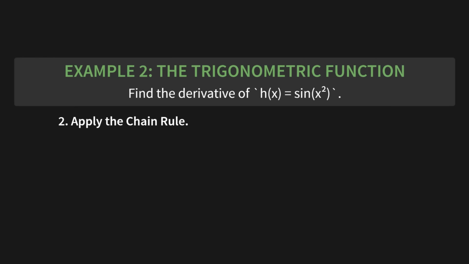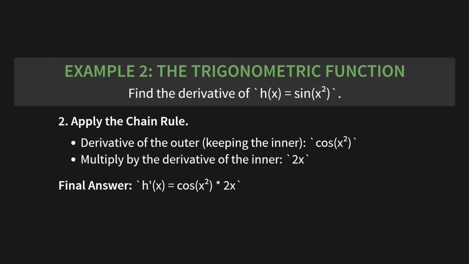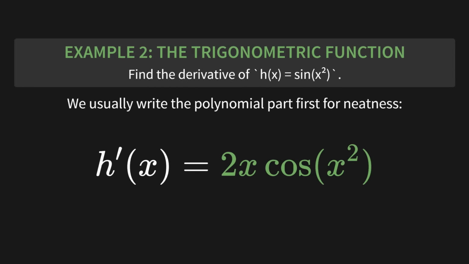Alright, step 2. Let's apply the chain rule. Derivative of the outer, keeping the inner, is cosine of x squared. Now, multiply by the derivative of the inner, which is 2x. The final answer is h prime of x equals cosine of x squared times 2x. We usually write the polynomial part first, just for neatness. So the final answer is written as h prime of x equals 2x times cosine of x squared.